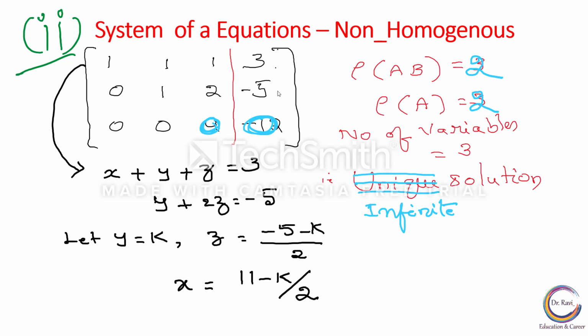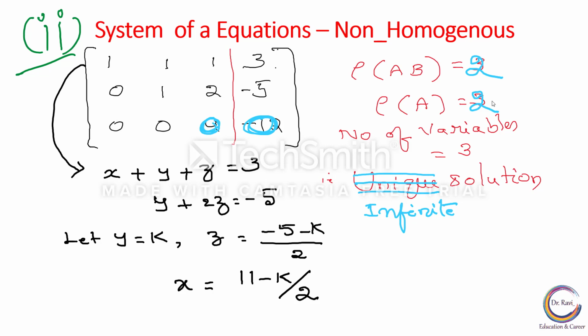Here there are 2 non-zero rows. Therefore, rank of AB equal to 2. And if we consider only this part, the A part, this is also in echelon form, right? And here the number of non-zero rows is 2. Therefore, rank of A is also 2. So rank of AB equal to rank of A equal to 2. Therefore, we say the system is consistent.